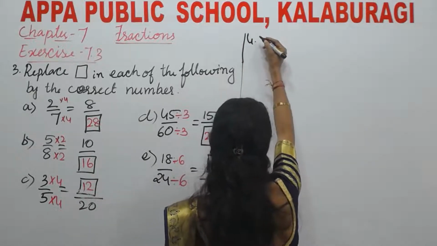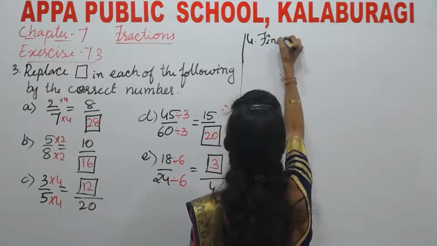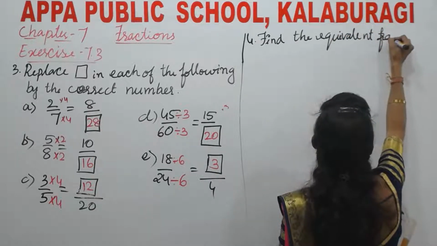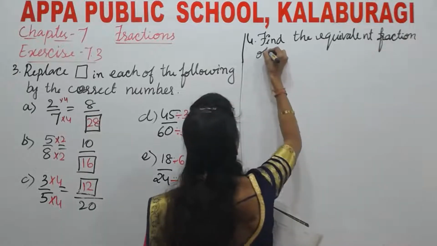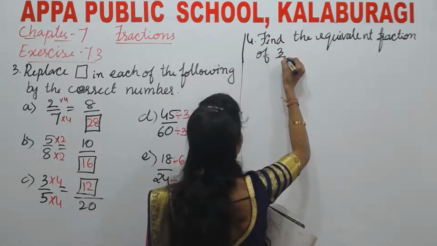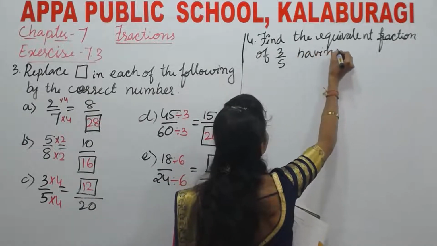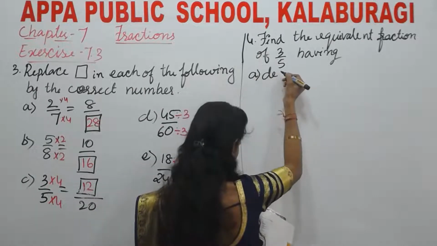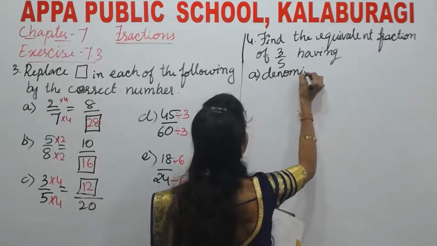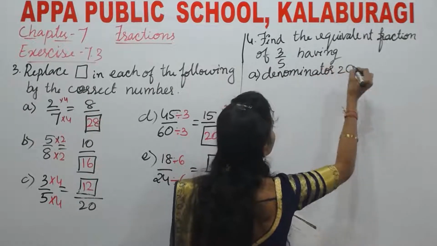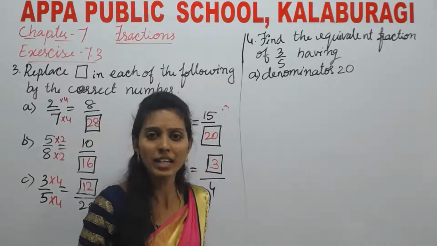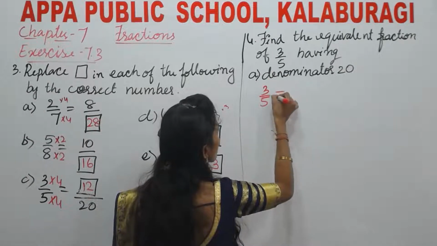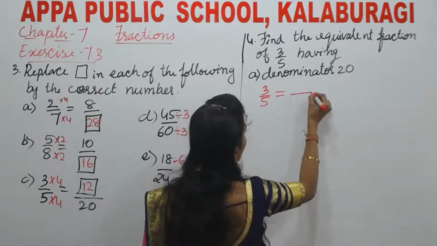Fourth bit. Find the equivalent fraction of 3 by 5 having denominator 20. Yes, same thing, don't get confused about what to do here. See here, they gave 3 by 5. You have to find the equivalent fraction with denominator 20.